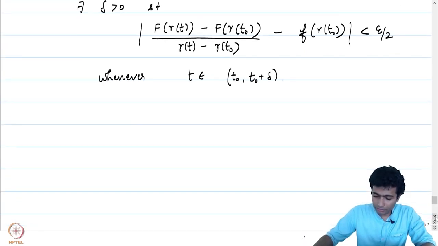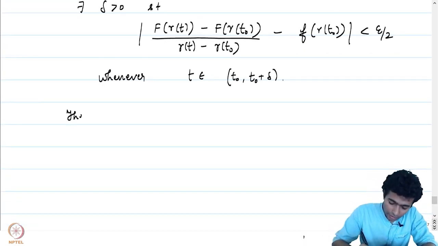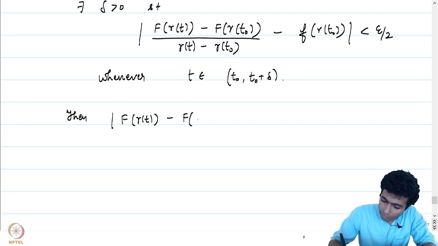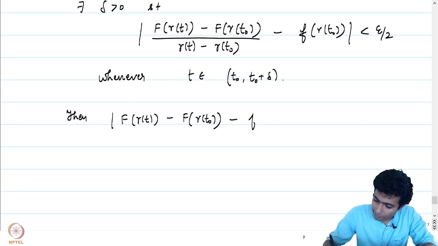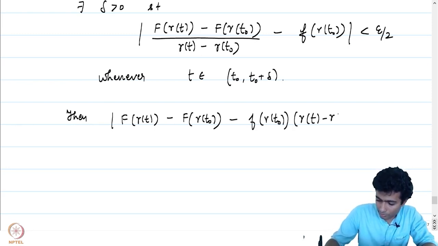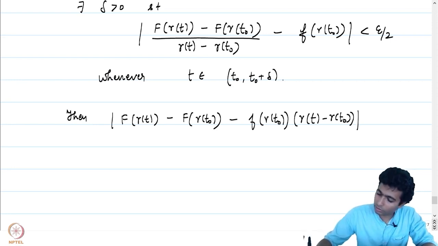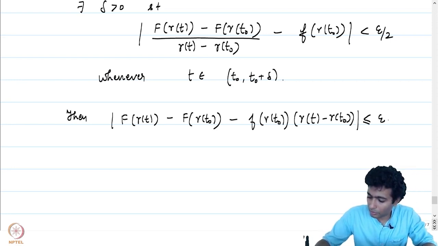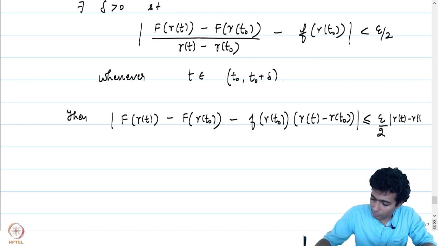And rewriting this, what do we have? Then the absolute value of capital F of gamma of t minus capital F of gamma of t naught minus small f of gamma of t naught times gamma of t minus gamma of t naught is less than or equal to epsilon by 2 times the absolute value of gamma of t minus gamma of t naught.